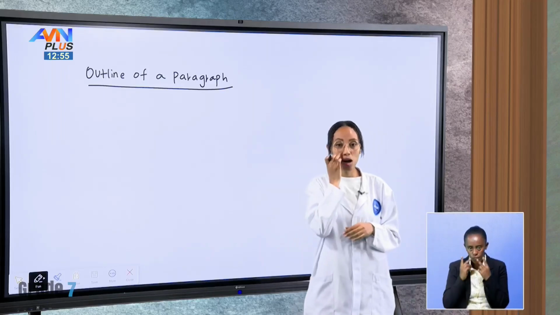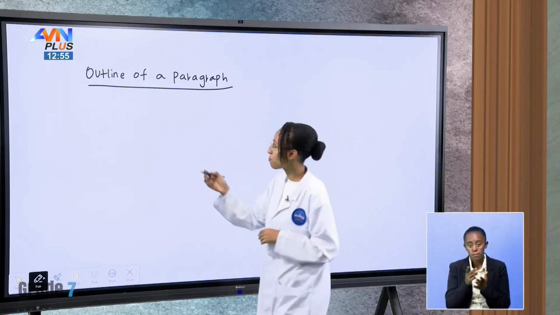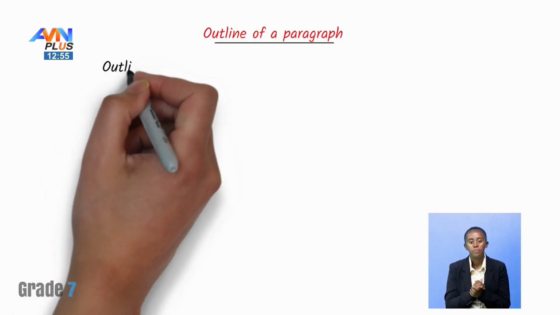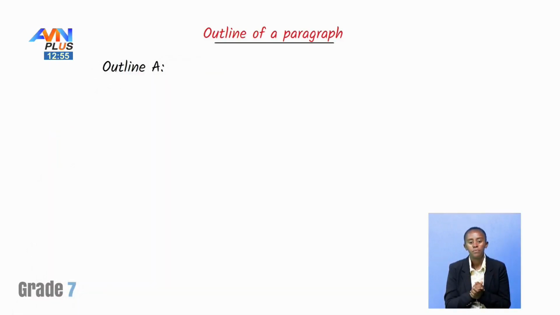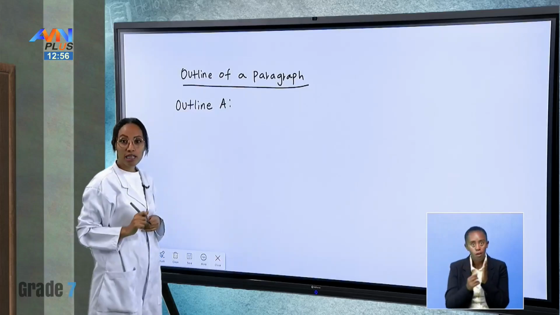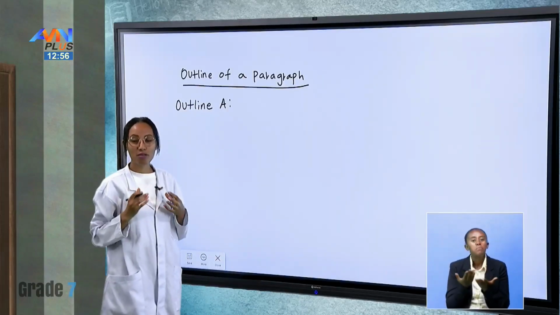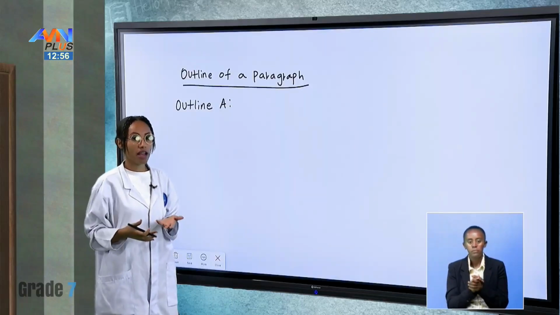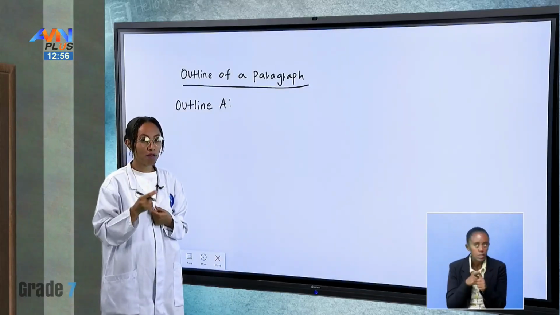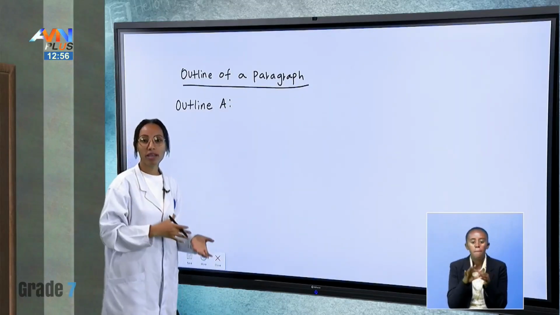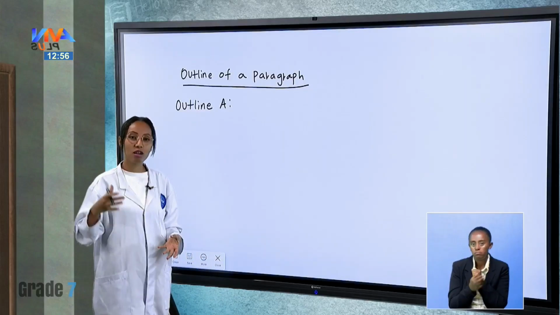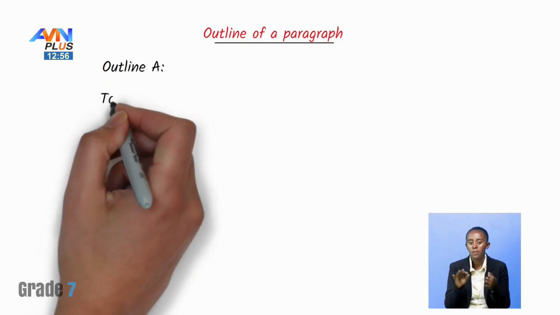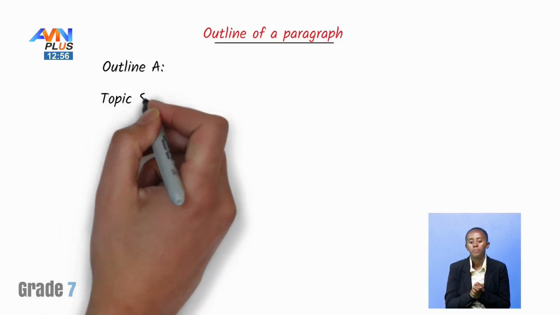So the first outline we will do is the first example, outline A. We first begin by what? By writing a topic sentence. And then we write other ideas. But first, we need to have a topic sentence where we can base our entire paragraph on. So, topic sentence.